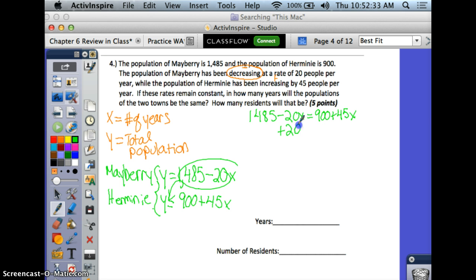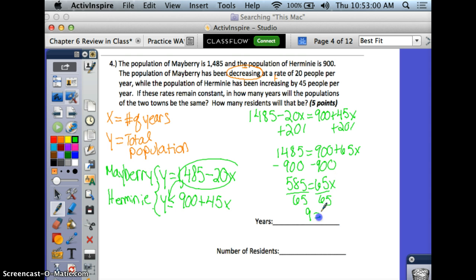So let's add 20x, and you get 1,485 equals 900 plus 65x. Subtract 900 from both sides. 1,485 minus 900 is 585 equals 65x. Divide by 65, and you get 9 equals x.